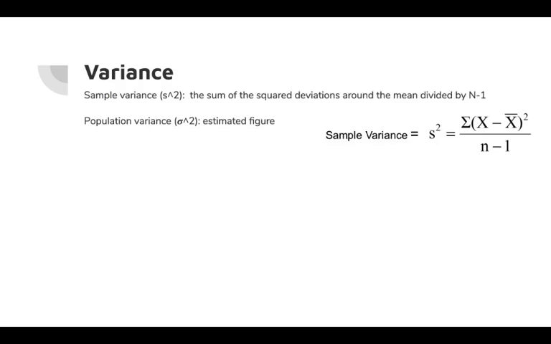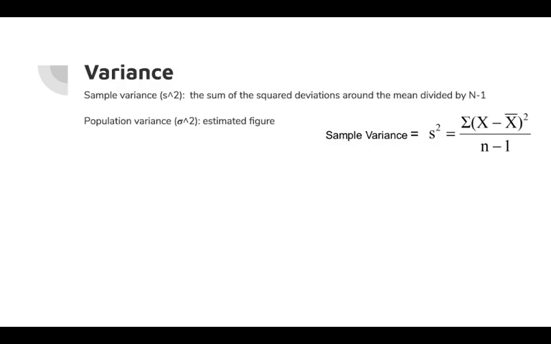The next one we want to look at is variance itself. A couple of different ways to talk about this. First, there's sample variance, which is often symbolized by s squared. Your technical definition of this is the sum of the squared deviations around the mean divided by n minus 1, whatever that means. We can write that out in equation form. You see here on the right.